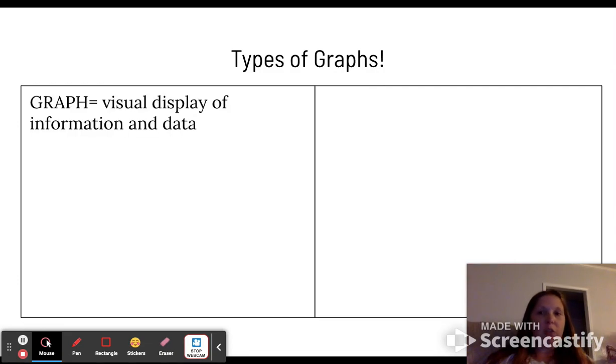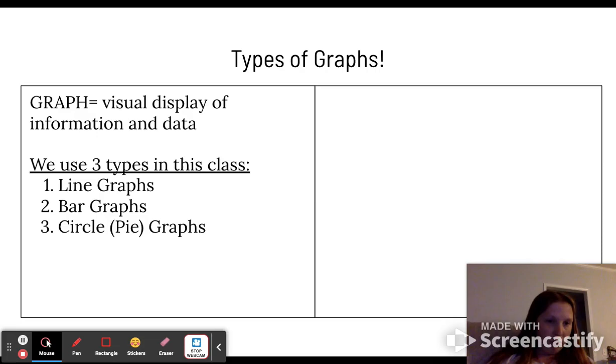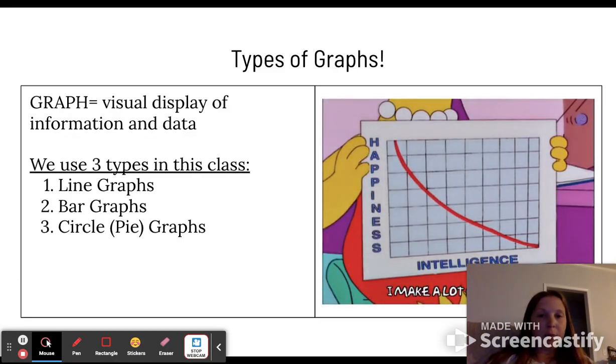And just as a refresher, a graph is a visual display of information and data. So they are used very commonly in the lab. So our three types that we look at are either a line graph, a bar graph, or a circle graph, a pie chart, same thing. So you have seen all three of these before, especially in math classes, but we're going to look at each one a little bit here.